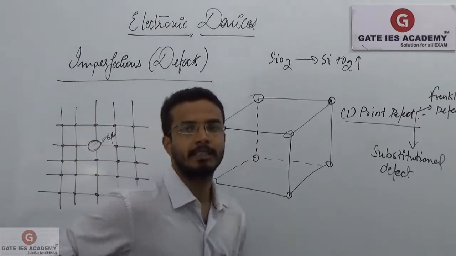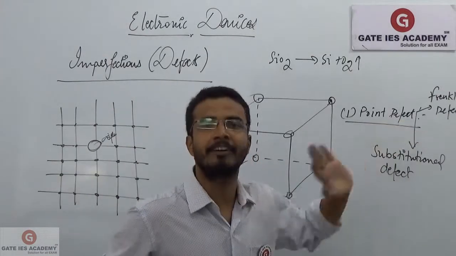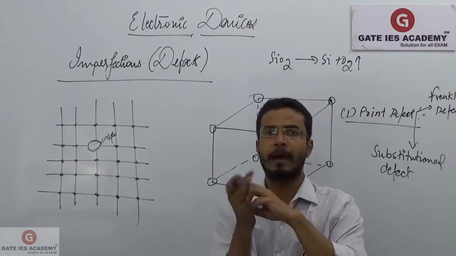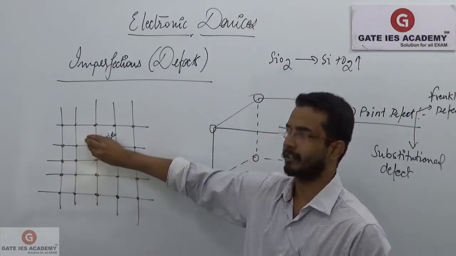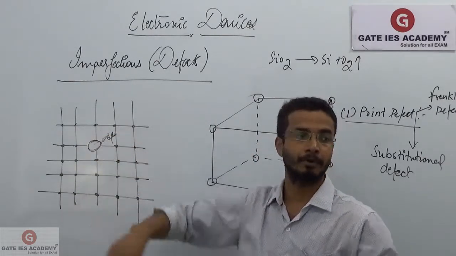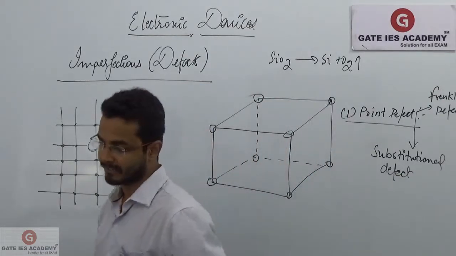Okay, these are the two types of point defect that can exist. In the Frenkel defect, the atom will be absent, any atom will not exist here. What is the second scenario? Any other atom will sit here. That type of impurity is known as a substitutional defect. So these are the two point defects that can exist.